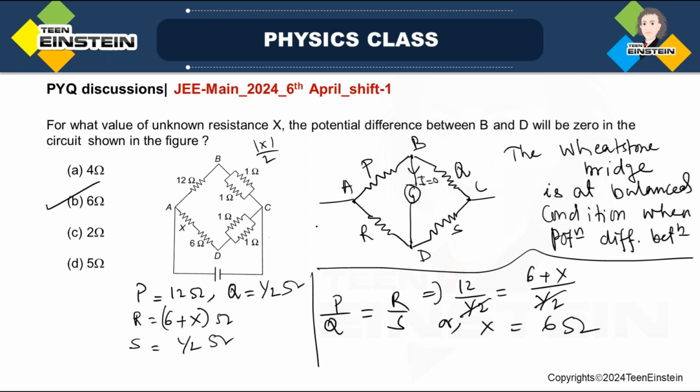So here the important point which you need to remember is that when there is no current flowing through the galvanometer, then the bridge is at balance condition, and at that point the potential difference between this B and D point is also zero. Okay, that is why the current is not flowing from B to D. Okay, so this problem was based on the Wheatstone bridge at the balance condition.